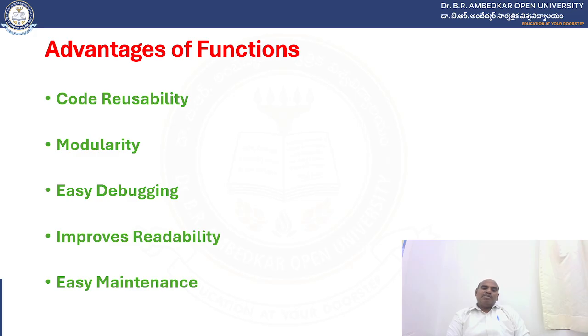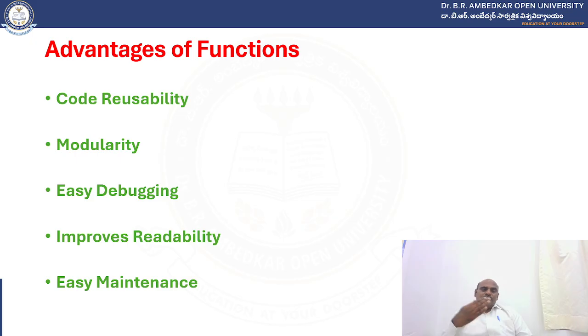First one, code reusability. Re means reuse, once again we can use. Suppose we wrote some code in one program. The same code we can use in another program also. That is the best benefit. Once we wrote it, we can use it, no need to write again. That is time saving. Functions are very useful. So that is called code reusability.